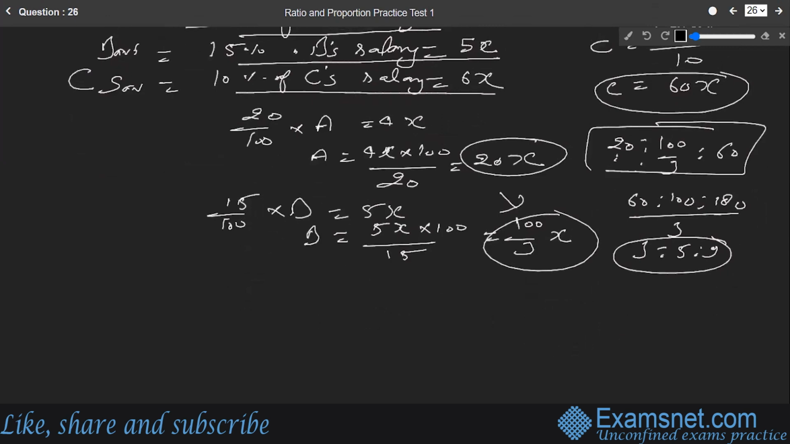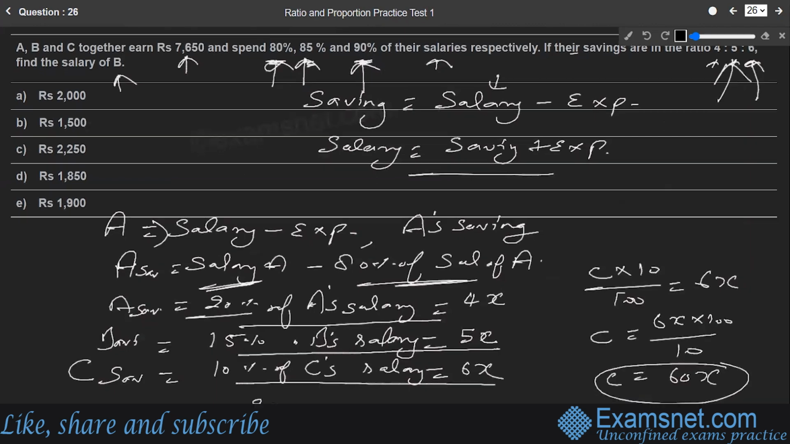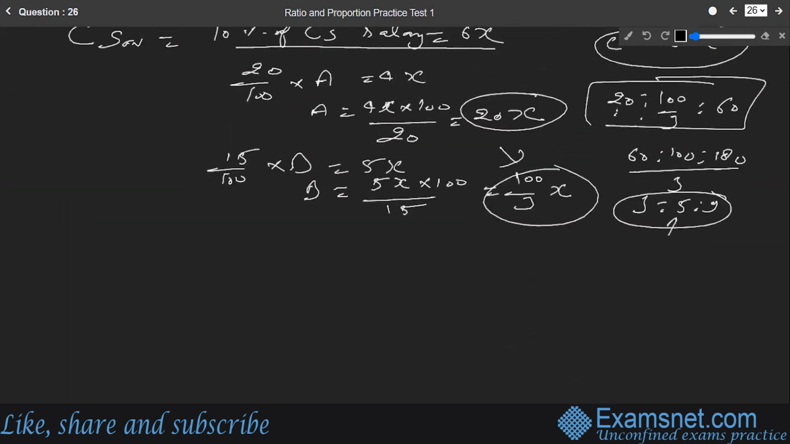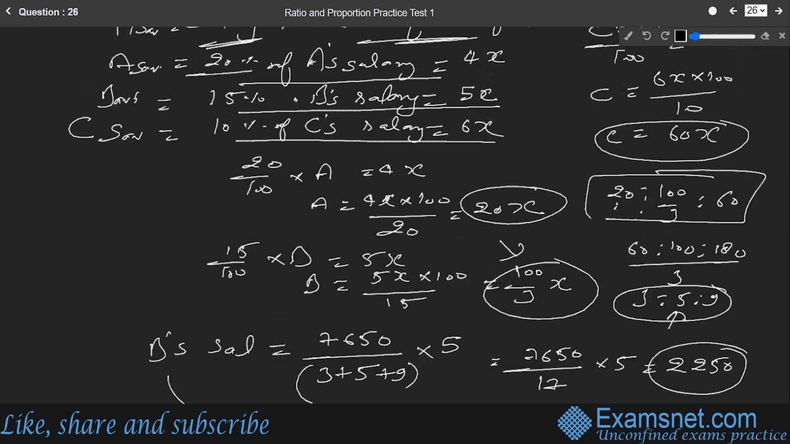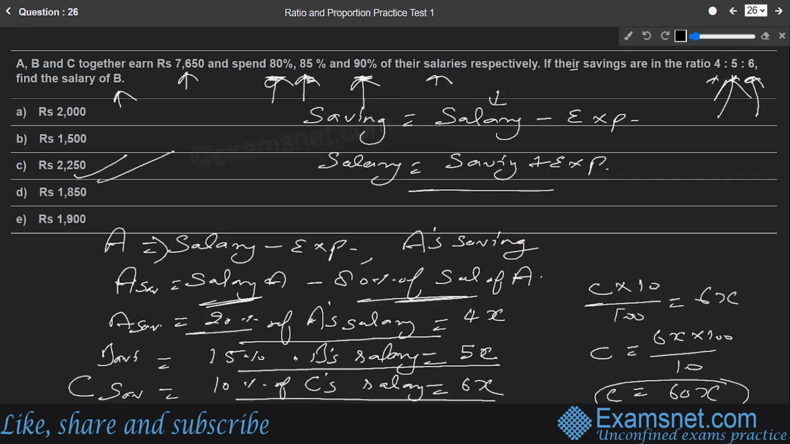Now 3 is to 5 is to 9 is the ultimate salary ratio, and we are supposed to find out B's salary, and B's counterpart for the salary is 5. So B's salary will be what? B's salary will be, the total salary of all of them was 7,650 divided by the sum of the ratio parts, that is 3 plus 5 plus 9, into B's salary. B's salary was nothing but 5. So we are supposed to solve this particular thing. So this comes out to be ultimately 7,650 divided by 17 into 5, which is nothing but 2250. So the salary of B is nothing but rupees 2250, which is available in option number C, and that is the right answer.